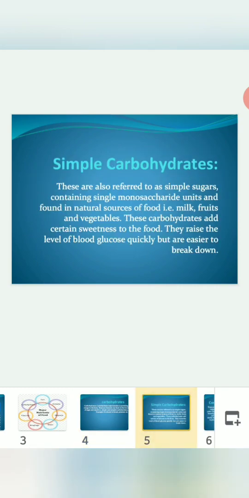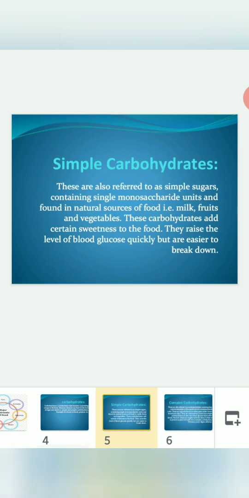Next we will see simple carbohydrates. These are also referred to as simple sugars containing single monosaccharides units and found in natural sources of food, that is milk, fruits and vegetables. These carbohydrates add certain sweetness to the food. They raise the level of blood glucose quickly but are easier to break down.